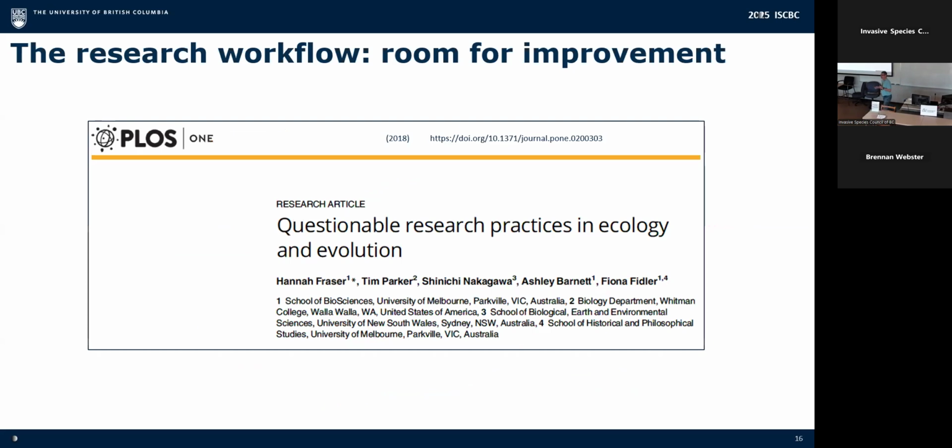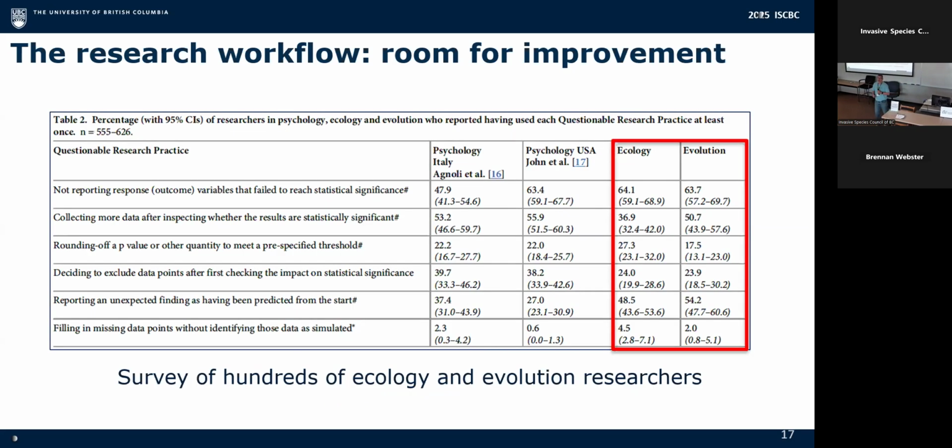What was really enlightening was a survey study done about 7 or 8 years ago now by some meta-scientists of ecology and evolutionary researchers on these types of questionable research practices. And the upshot was, so remember that psychology was at the forefront of all of this meta-science research. And so the question was, were EEB researchers as vulnerable to these practices as in other disciplines? And it turns out, yes. So for example, they asked whether at any point in their early career, had they reported response variables, not reporting response variables that failed to reach significance, right?